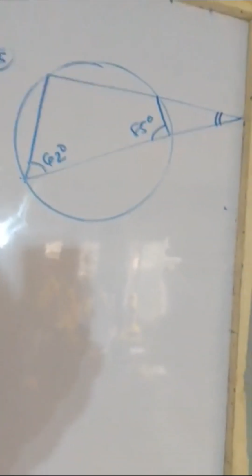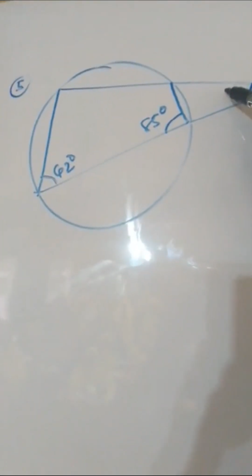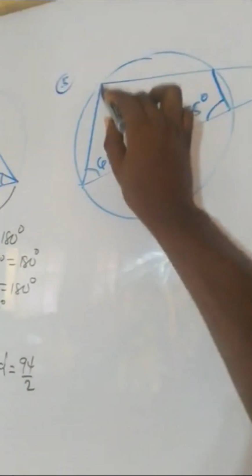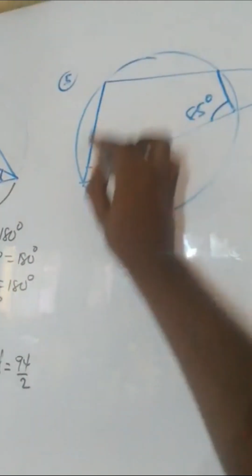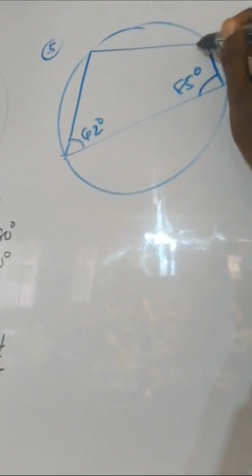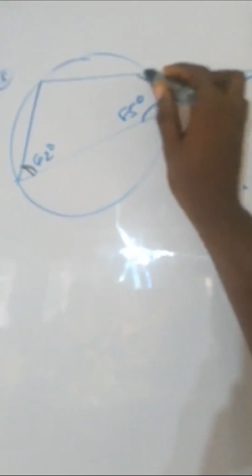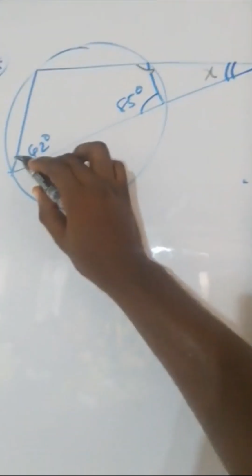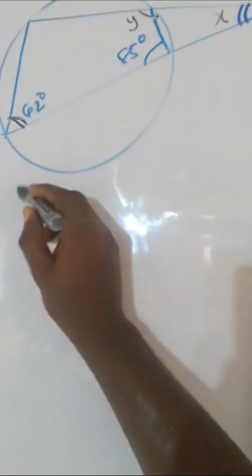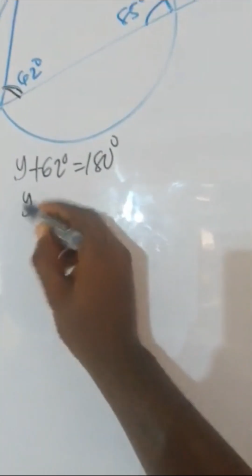Now for this next question, we are to look for this unknown angle. Let's label it as angle X. Obviously, this shape is a cyclic quadrilateral. Then we can actually get this angle here. This angle and this angle are opposite angles of a cyclic quadrilateral. If we add this and this, we must get what? Let's call this angle Y. So it means Y plus 62 must give us what? So what is Y straight?